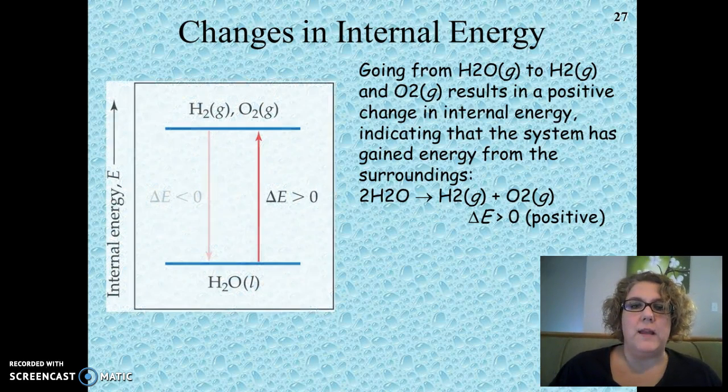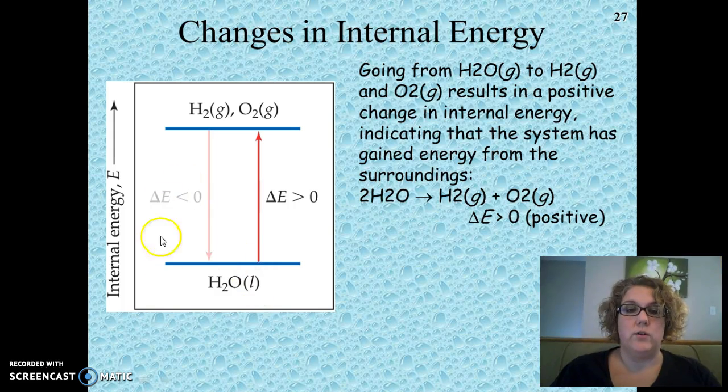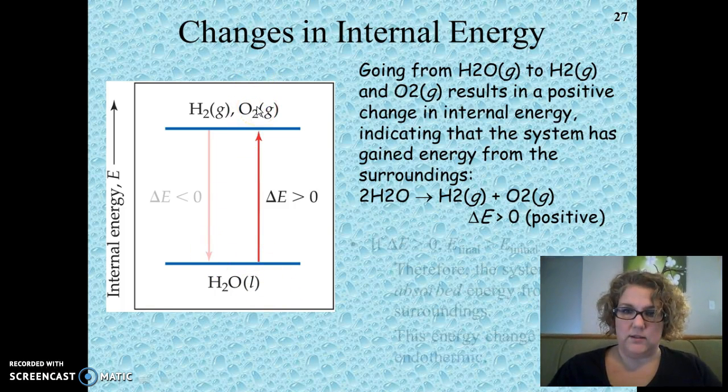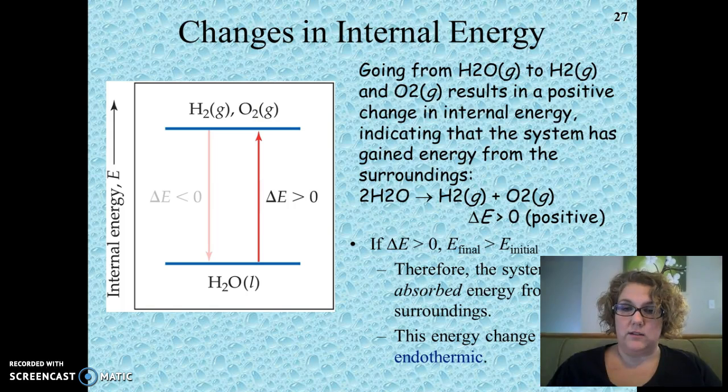All right, now going the other way. If you were to take water and turn it into hydrogen and oxygen gas, you can do that. It's called electrolysis. That results in a positive delta E. You actually have to supply energy to the reaction, run electricity through the water to get it to do this. So if the delta E is greater than 0, that means the system absorbed energy from the surroundings, and that's called endothermic. Heat entered is what that means.